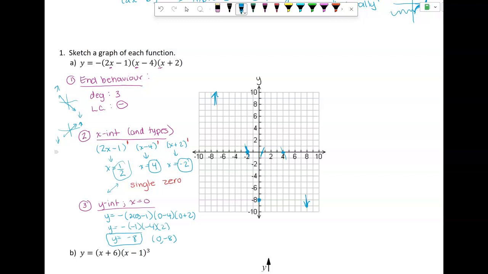I know that it's going to come from this end, so I'll go down this way, cross through my -2, reach my y-intercept, curve back up to hit that half x-intercept, go up, and then come down, hit my 4, and then it's going to level out towards negative infinity, with the end behavior over here, and the end behavior over there. Okay, so there's my sketch.